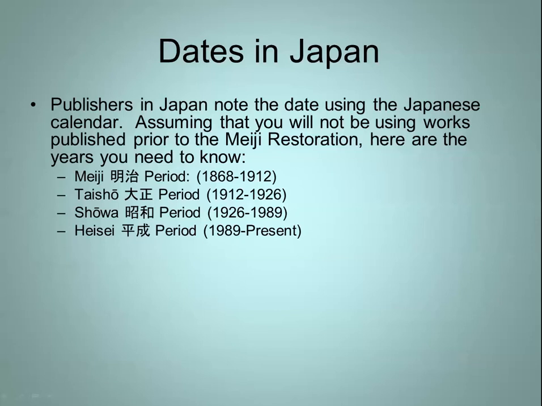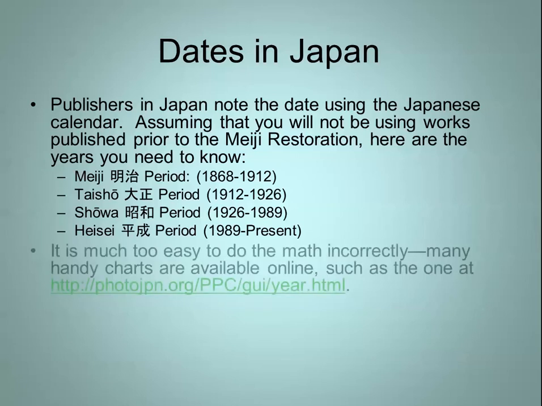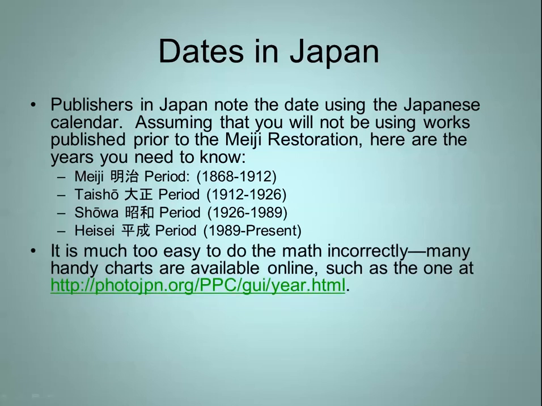The Meiji period is 1868 to 1912, the Taisho period 1912 to 1926, the Showa period 1926 to 1989, and the Heisei period 1989 until the present. Okay? It's way too easy to do the math incorrectly, and boy, I speak from experience. Many handy charts are available online. There's a link here to one. Frankly, I have one printed out, and I just have it taped to my wall next to my desk. So if I ever see a Japanese date and I need to make that conversion really quick to avoid making any sort of mathematical slip, I just glance over at my chart, and I would recommend that you do the same thing.